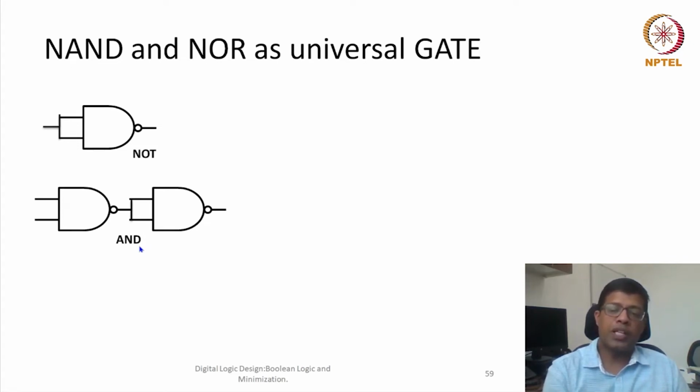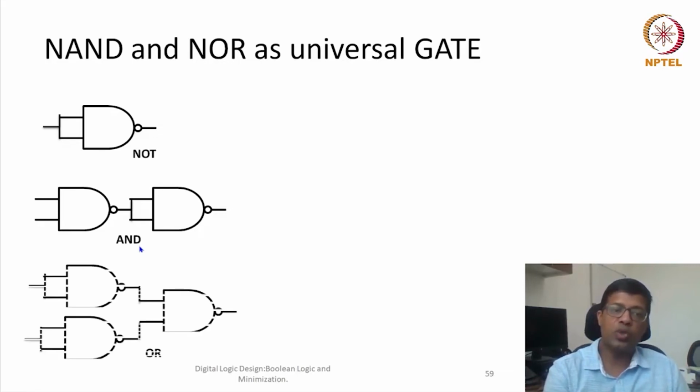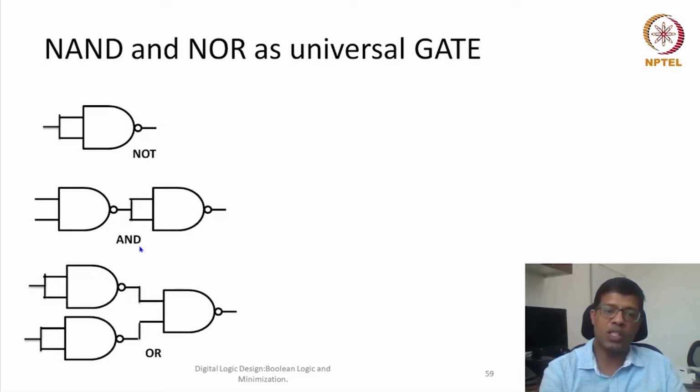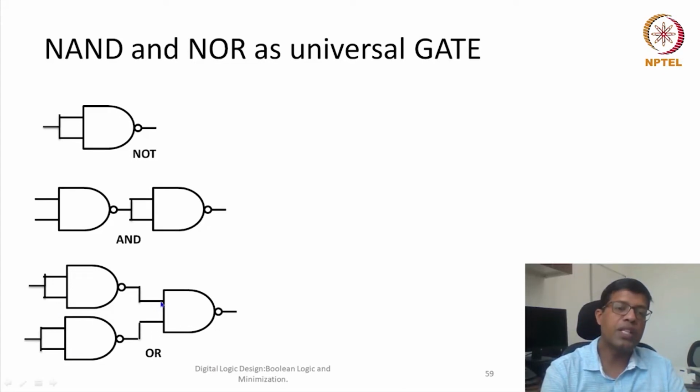Like in our previous slide, we have seen a relation between OR and NAND gates. So using the same principle, we can also construct an OR gate out of the NAND gate. What we have seen is that if we make the inputs inverted for a NAND gate, then it would essentially behave like an OR gate.